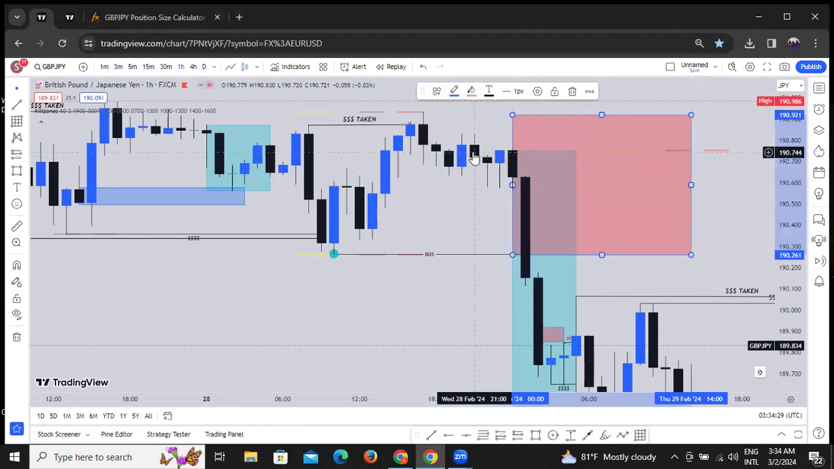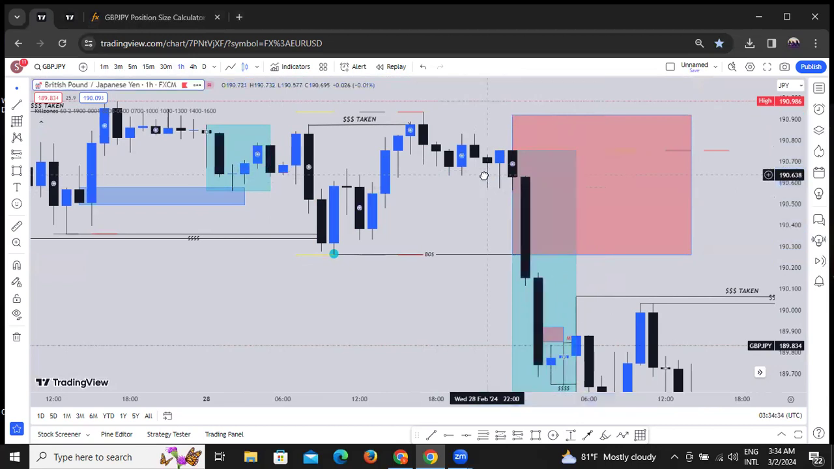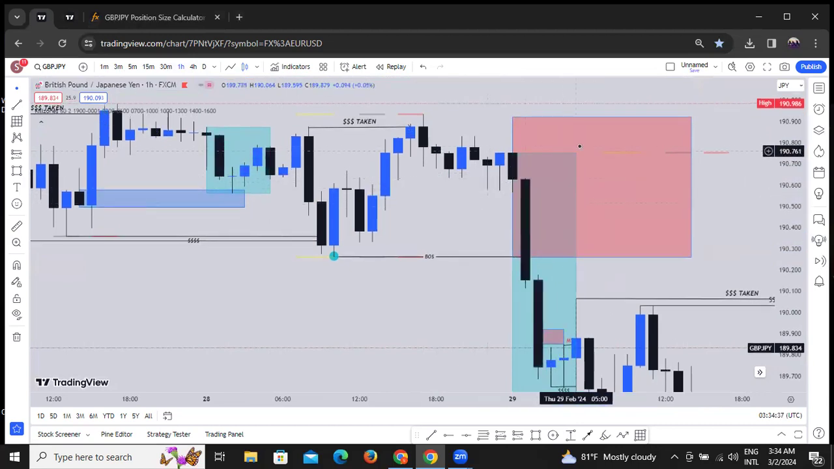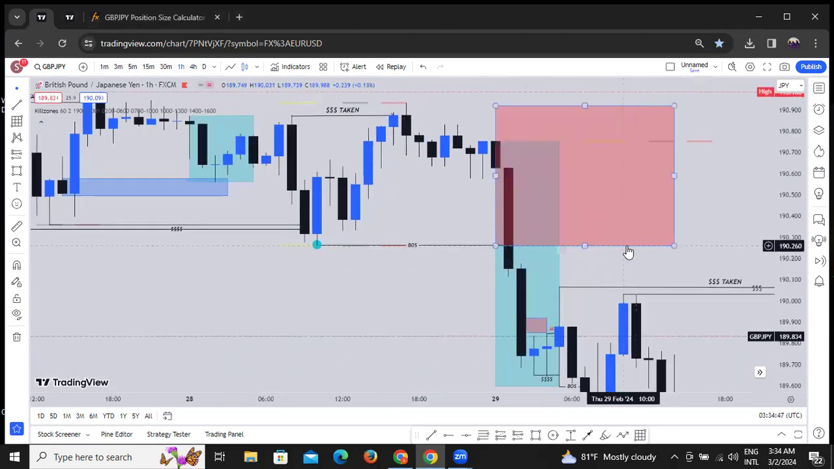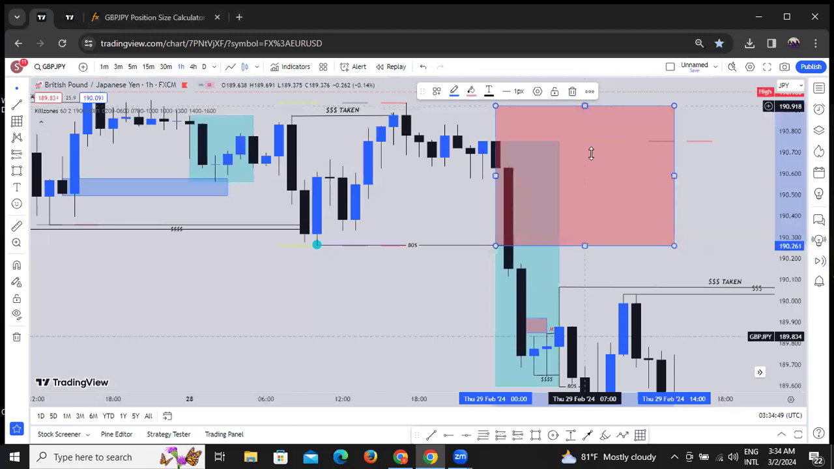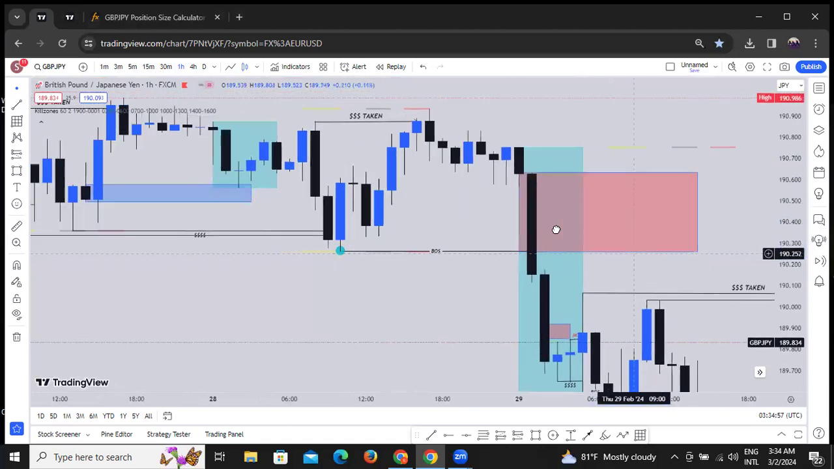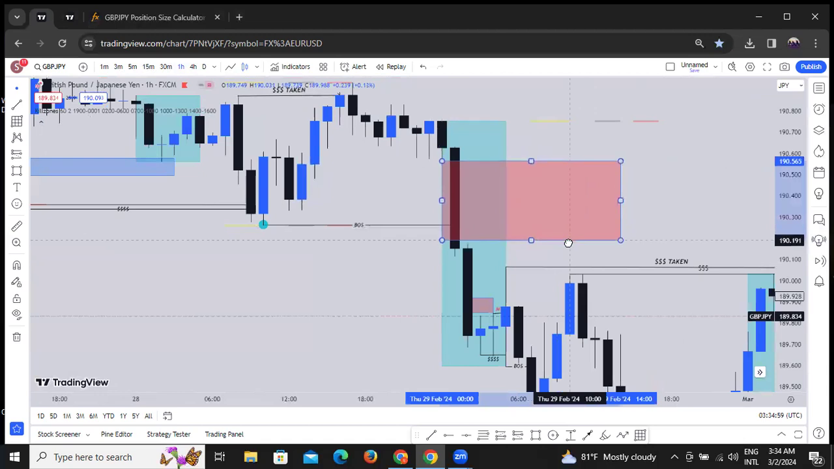So remember, this is our Asian session. So if price is gonna do anything, it's gonna want to sweep this Asian session. But this Asian session is very huge, so I wasn't expecting price to come all the way up there. So instead, I decided to mark out this fair value gap right here.